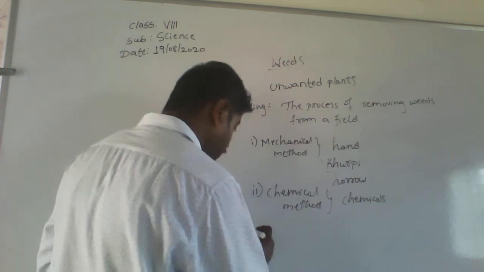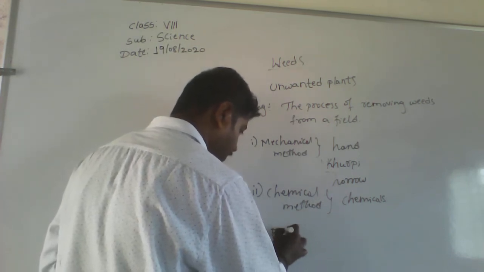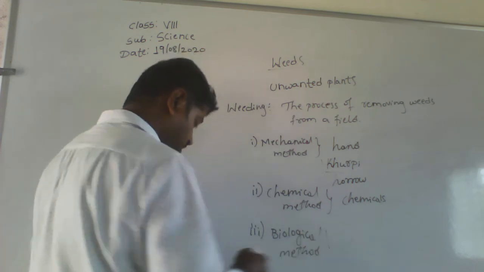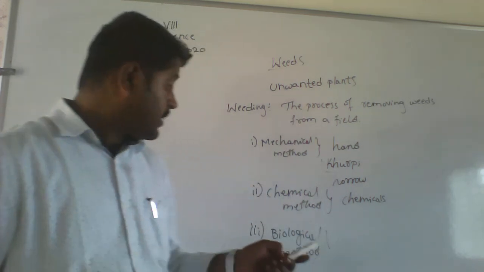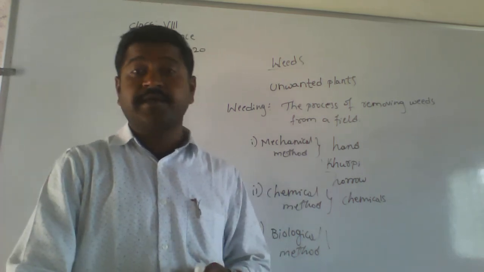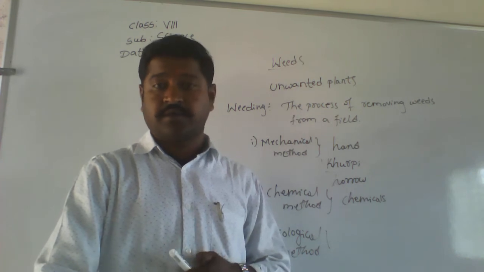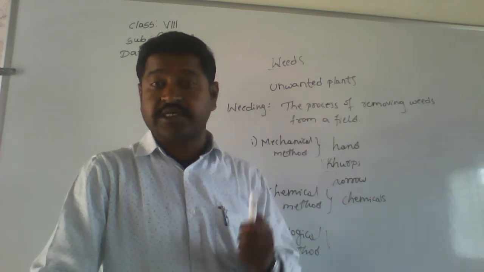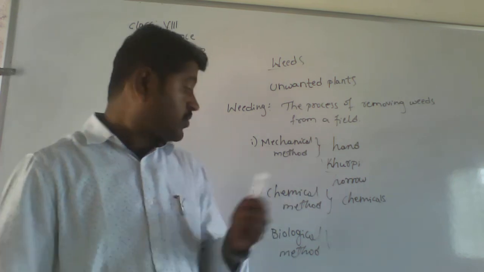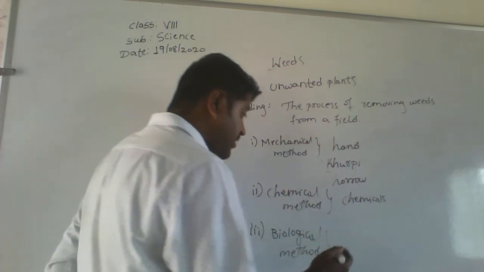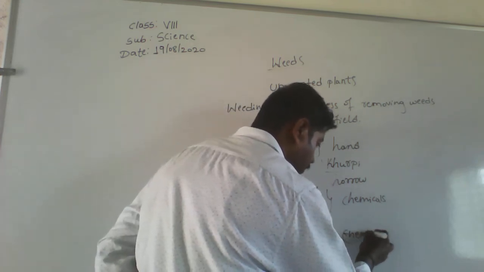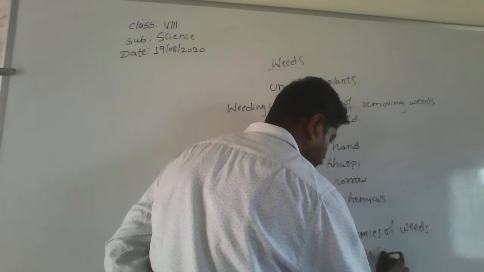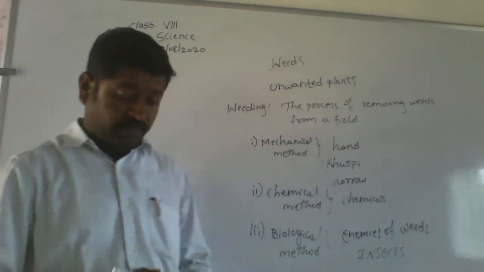Then next we have the biological method. In this biological method, the natural enemies of weeds are used. Actually, the natural enemies of weeds are insects. Insects are going to destroy the weeds. So in this biological method, the enemies of weeds, that is insects, are used to destroy the weeds.